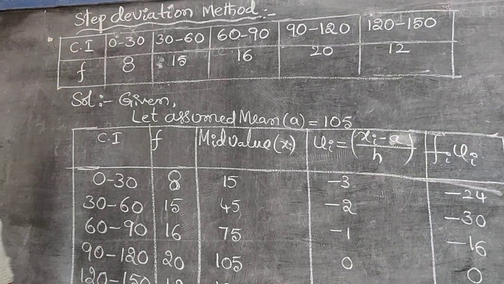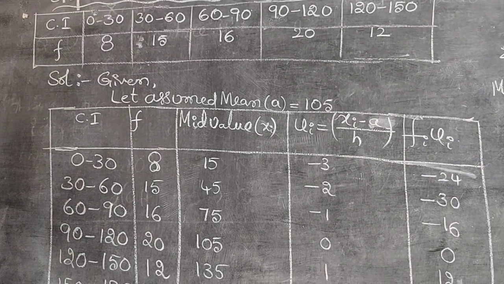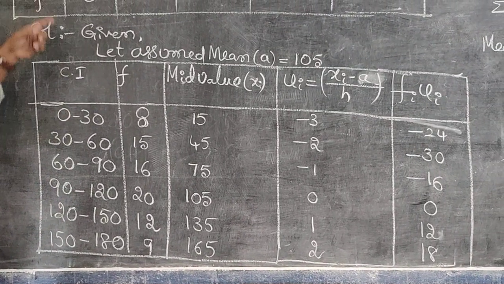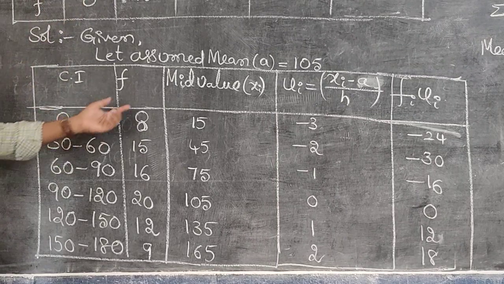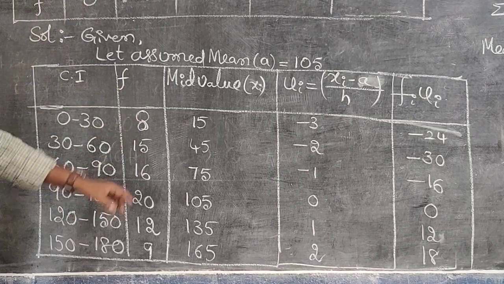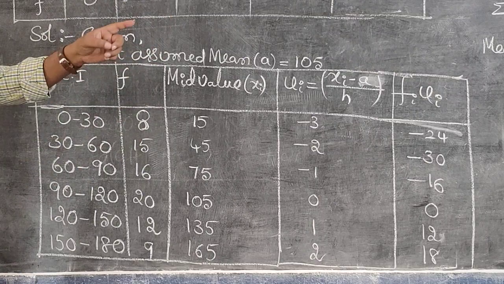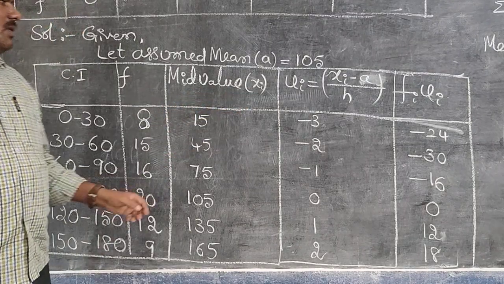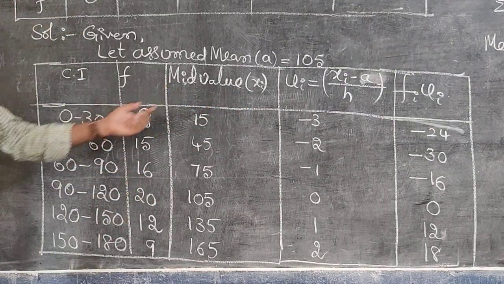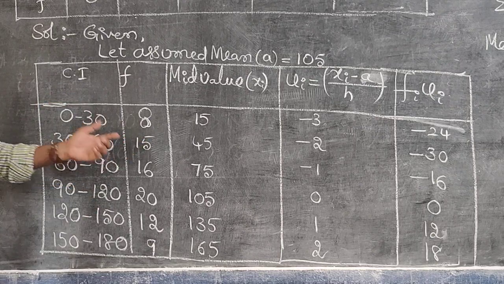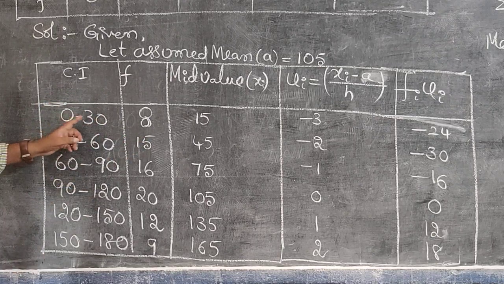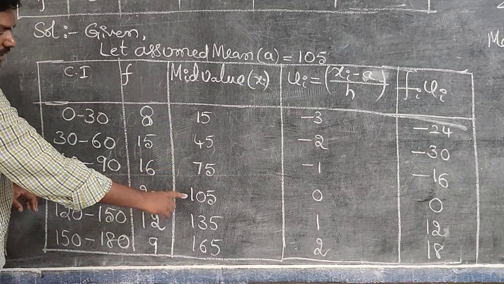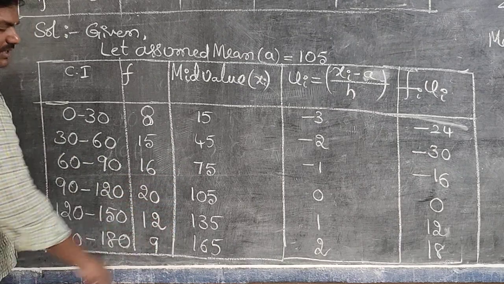While approaching the solution, first form a table. In this table, 5 columns are needed. Class intervals are taken as in the problem, and frequencies as given. The sum of frequencies is 80, so summation f equals 80. Next, the mid value xi. We know how to find the mid value: by using class intervals, we find the mid value of each class. So for 0 to 30 the mid value is 15, and then 45, 75, 105, 135 and 165.